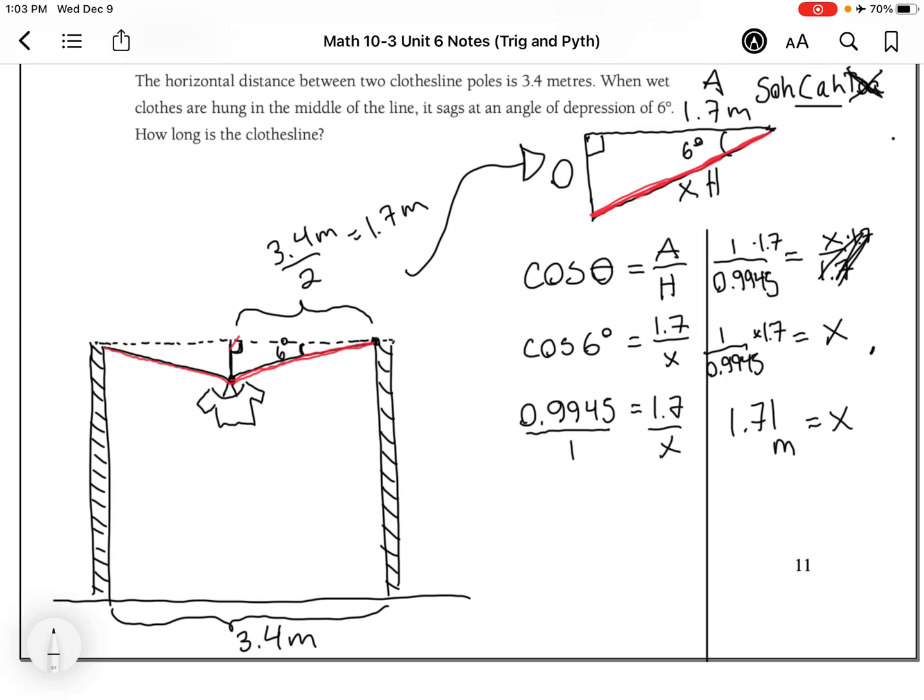Now remember, x isn't the length of the clothesline because this is just 1.71 over here. This is also 1.71 though. So the total length of the clothesline is 1.71 plus 1.71, which is 3.42 meters.